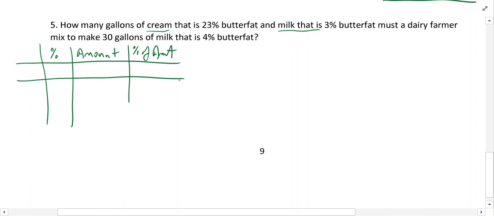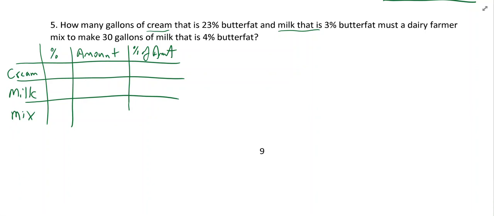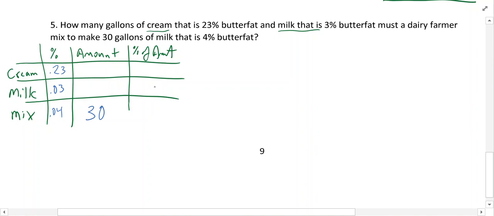Okay, so now our two things are cream and milk, and when they mix the cream and the milk together, they make this butterfat mixture. So we have mixture. Let's fill in our chart. Cream, we know has 23%. The milk we know is 3%, so 0.03. And they want to make a mixture that is 4%, so it's 4%. Then they want to make 30 gallons, so the mixture has to be 30 gallons. But we don't know how much of each they have to put in. That's what we're going to solve.